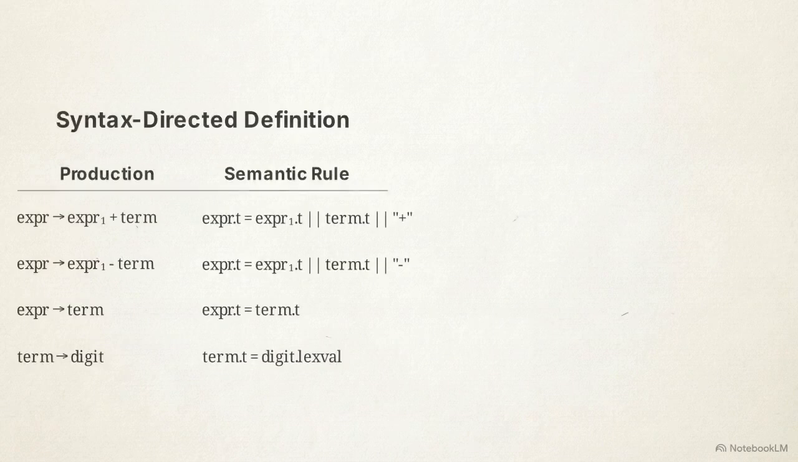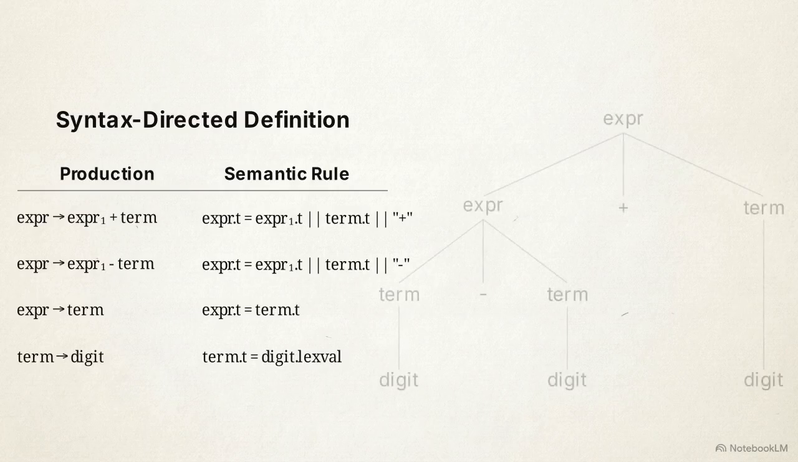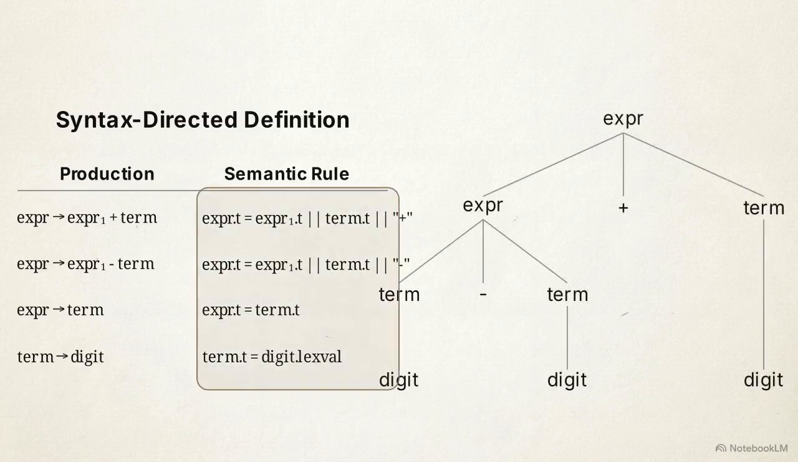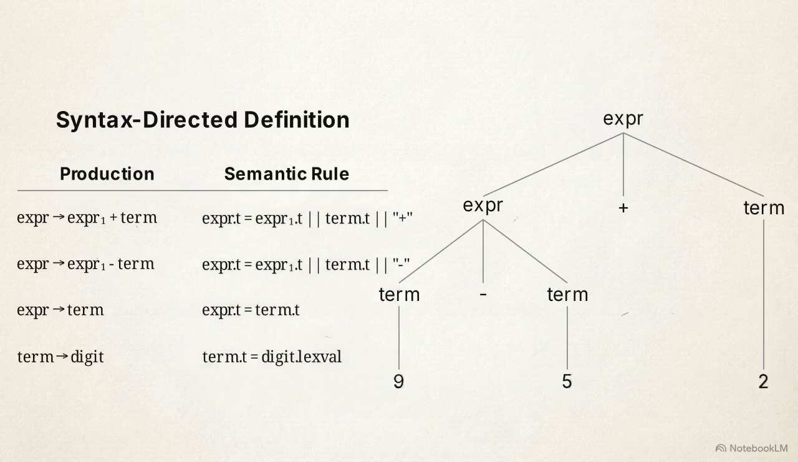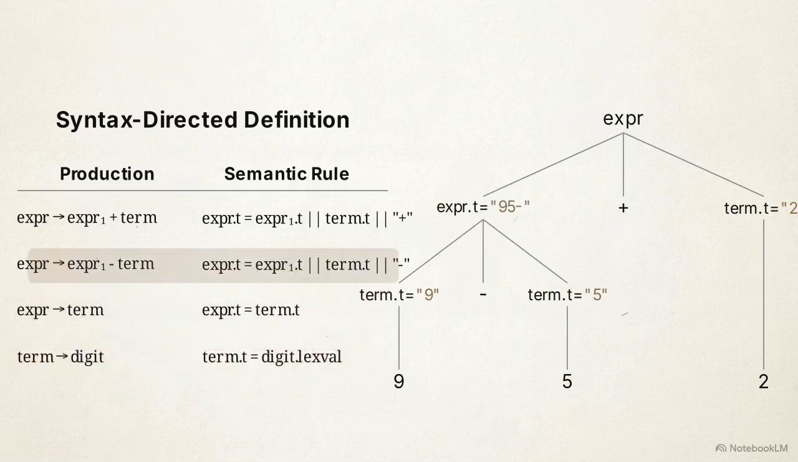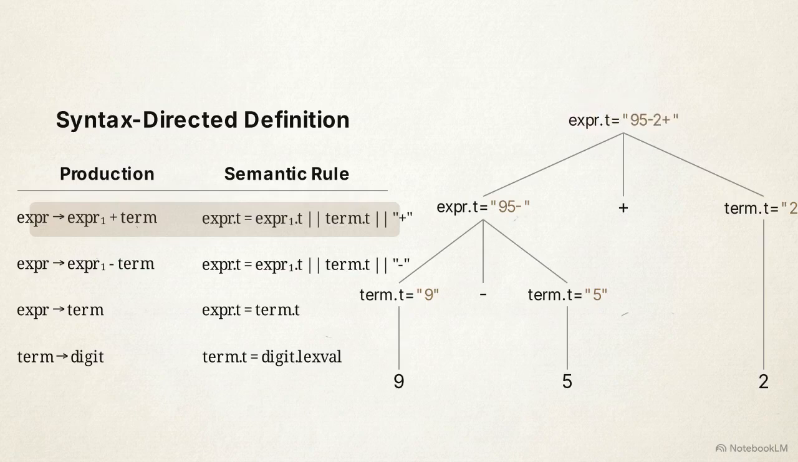This syntax-directed definition, or SDD, attaches semantic rules to our grammar. We define attribute T to hold the postfix notation. Leaf nodes populate with base values, 9, 5, 2. These flow upward, concatenating step by step until the root achieves the final translation, 9 5 minus 2 plus.